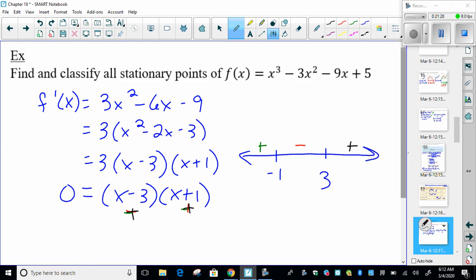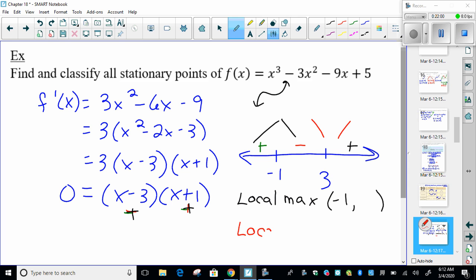So just by looking at my sign diagram, I know this cubic function has one local min and one local max. You know cubics look something like this, and you know that it has a local minimum and a local maximum. If it goes from positive slope to negative slope, that means at -1 there's a local max. And then, since I go from a negative slope to a positive slope, that is a local min, at x is 3.